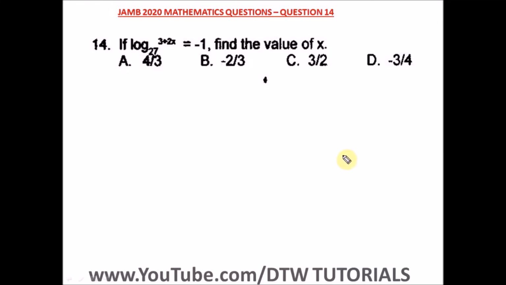Question number 14. From question number 14 of the JAMB 2020 mathematics question, we are told to solve: log 3 base 27 plus 2x equals minus 1. So this is the question.